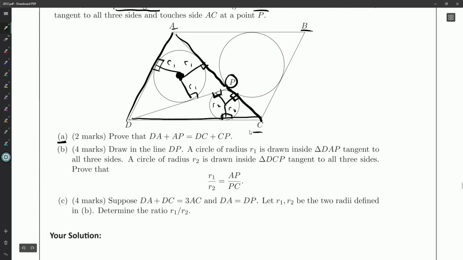So the ratio of those lengths is the same. So we'll have to think, how can we get equations involving multiplications and divisions that can relate these radii and these side lengths. So we'll get to that, I guess. And then C, what do we want? Suppose that DA plus DC, so these two sides here, is equal to 3 times the diagonal AC, and DA is equal to DP, so then we'd have an isosceles triangle. And let R1 and R2 be the radii defined in B. Determine the ratio R1 to R2. We may have to use what we learn in B. We'll see.